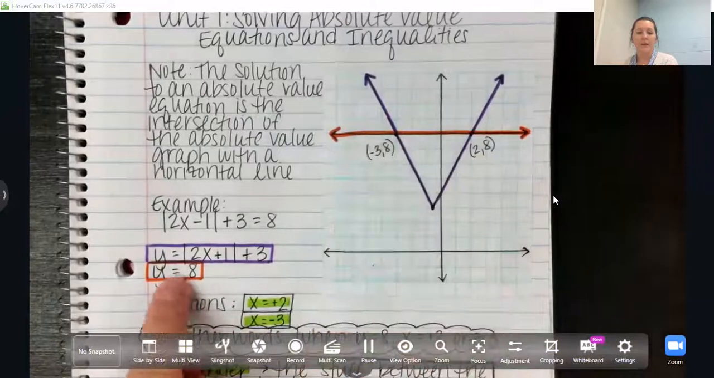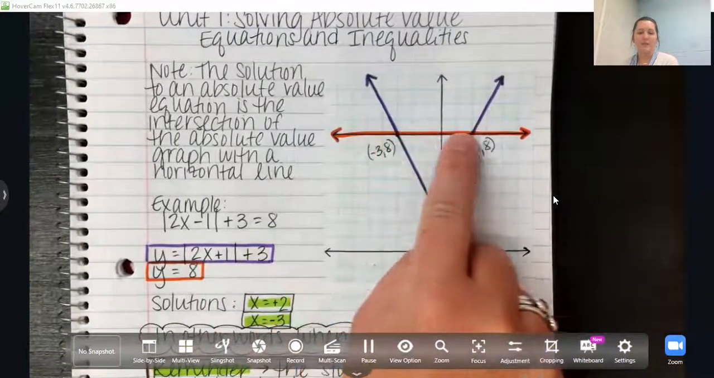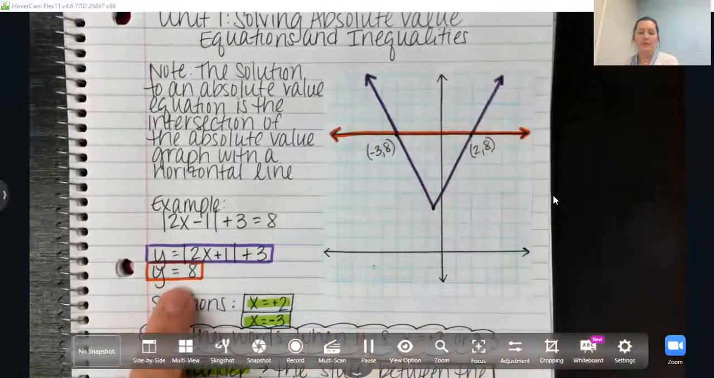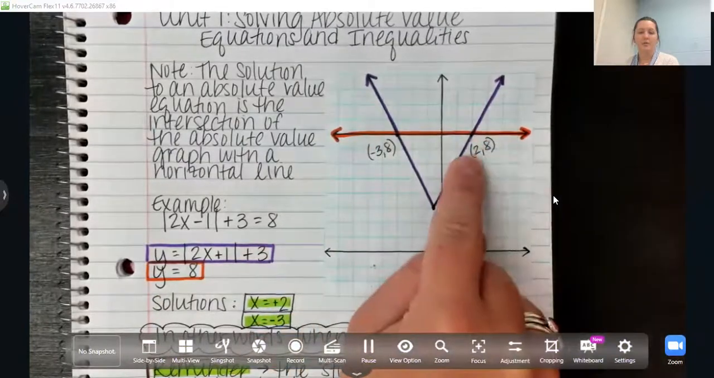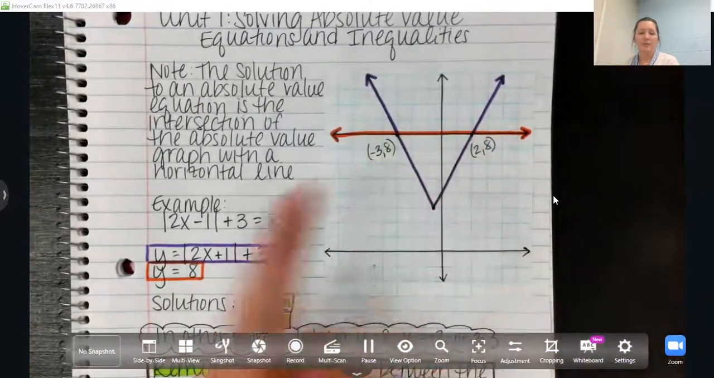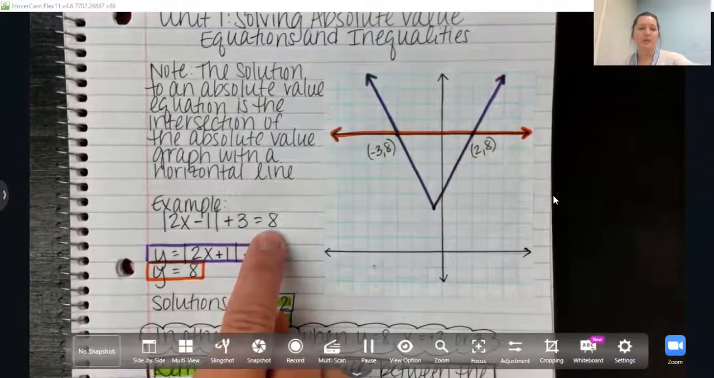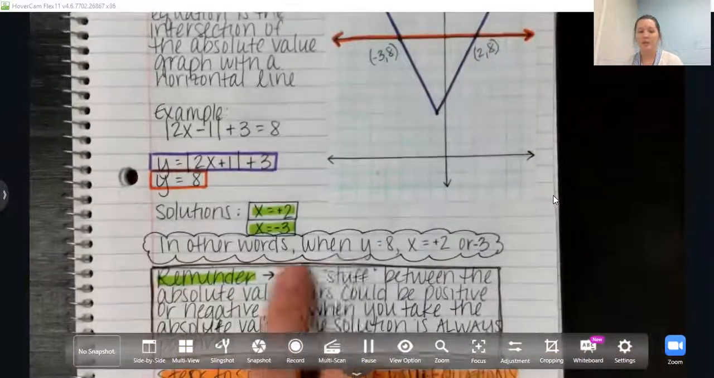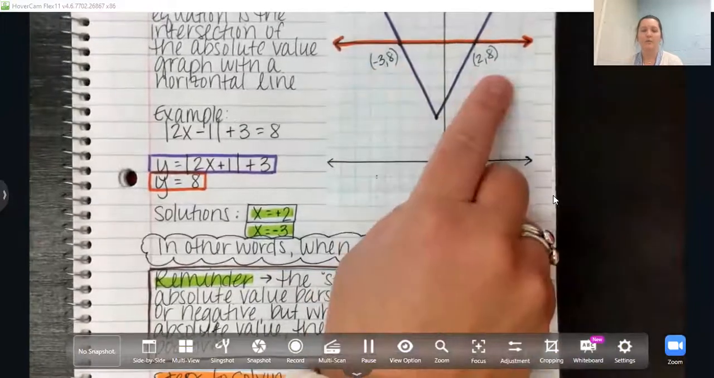And then my y equals 8 is on this other side of the equation, 8. So y equals 8 is this horizontal line here. So the intersection of the absolute value graph and this horizontal line, y equals 8, gives me the solutions of 2 and -3. So I'm basically asking, when y is 8, what can x be? Well, in an absolute value equation, it can possibly be two things. So we're going to look at these solutions and how to find them algebraically. So in other words, when y equals 8, x equals 2, or -3. And you can see that here in my points.